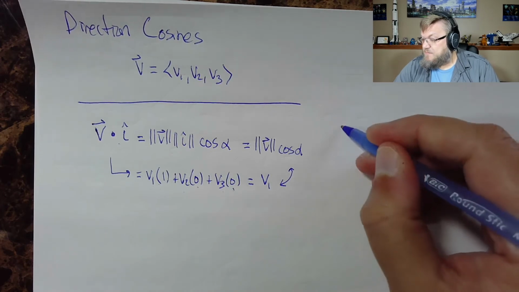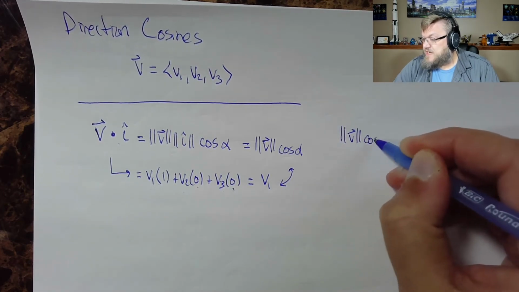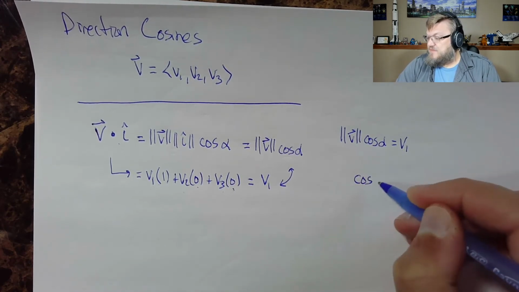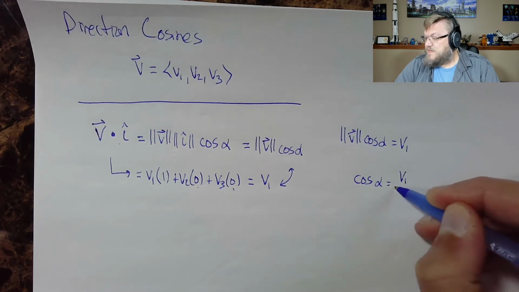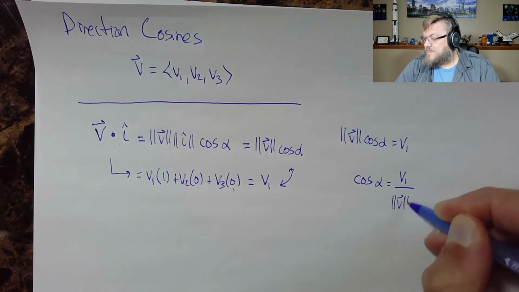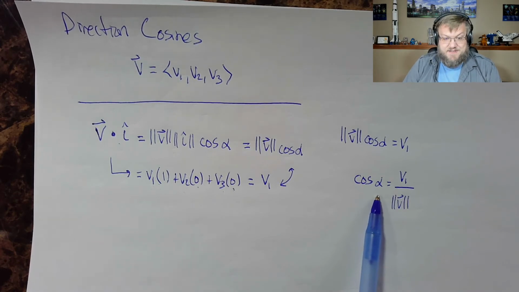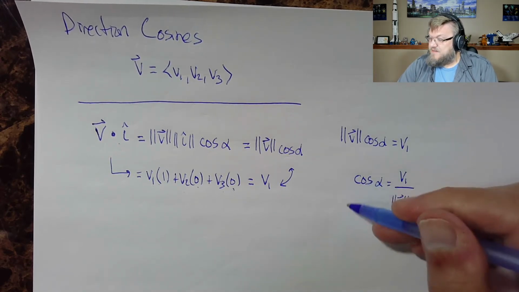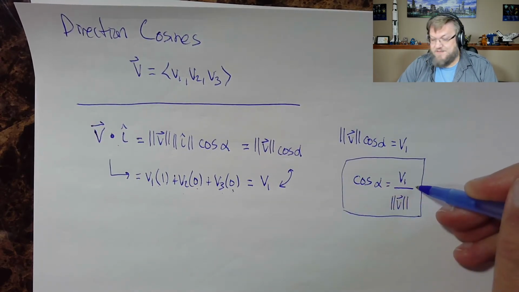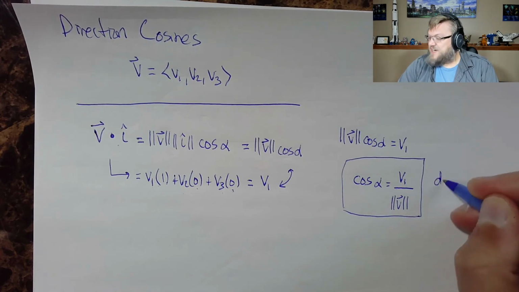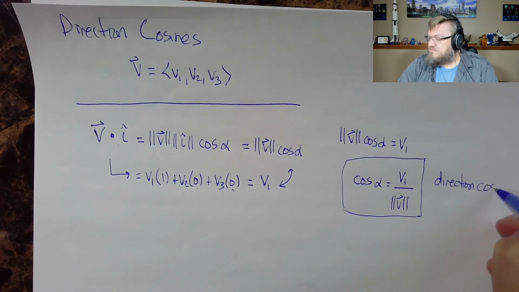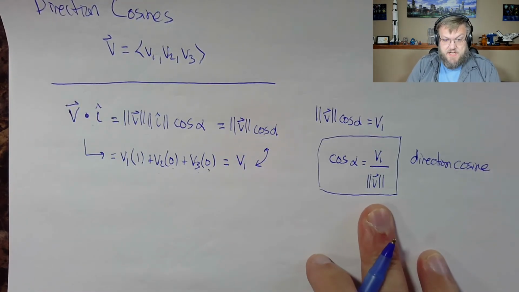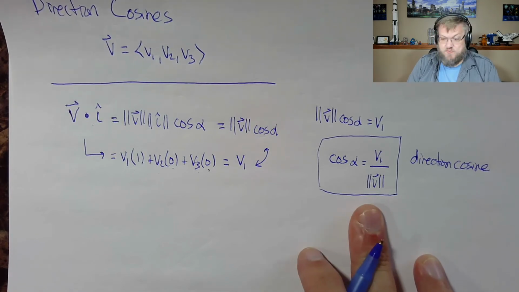So we end up getting that the magnitude of v times cosine of alpha is actually equal to v1, which tells me a nice formula for cosine of alpha. It's v1 divided by the magnitude of v. And we call that a direction cosine. So v1 divided by the magnitude of v, this is known as a direction cosine. Yeah? And this is the direction cosine for just the first angle, right?